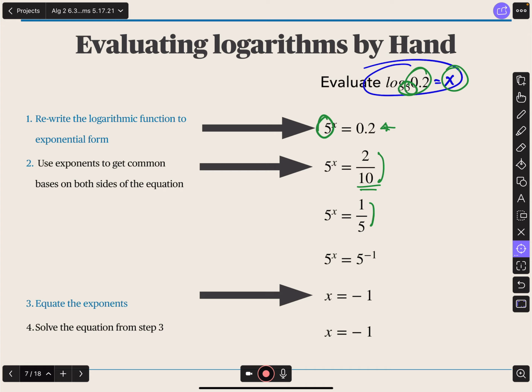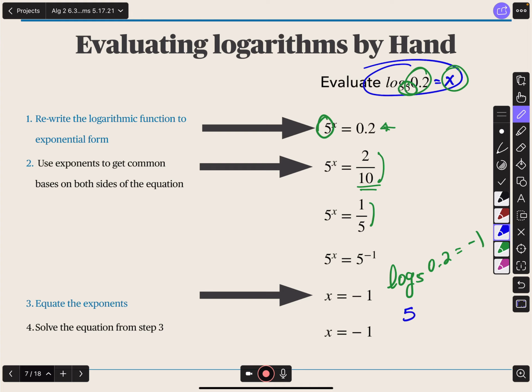So the log base 5 of 0.2, we would write log base 5 of 0.2 equals negative 1. And you could test this on your calculator. You could quickly jump to exponential form, just type in 5 to the negative 1, and it better give you that 0.2, and your calculator will give you 0.2.